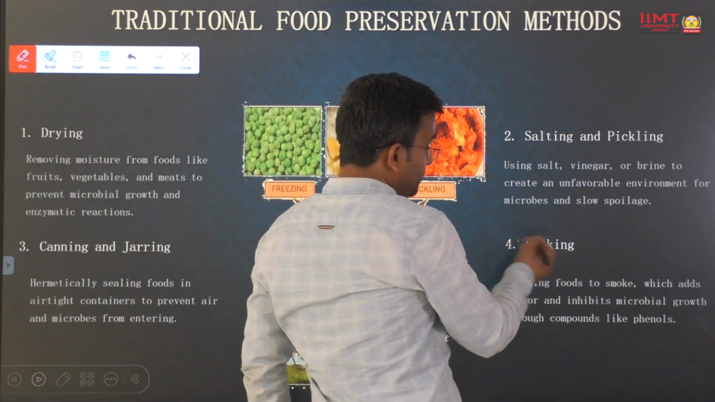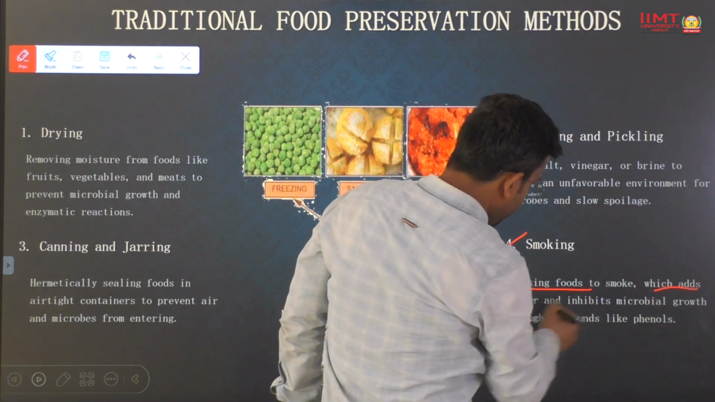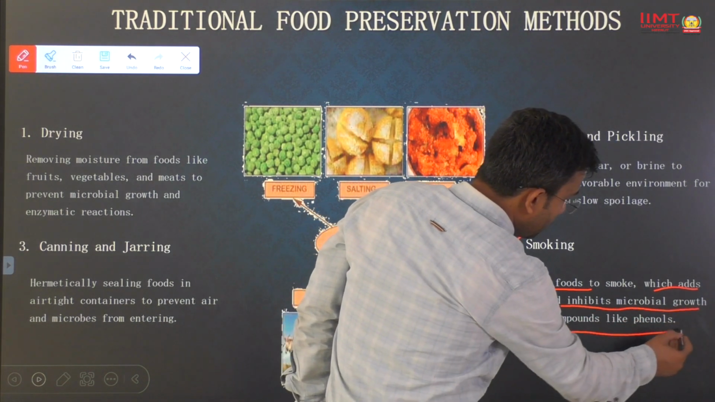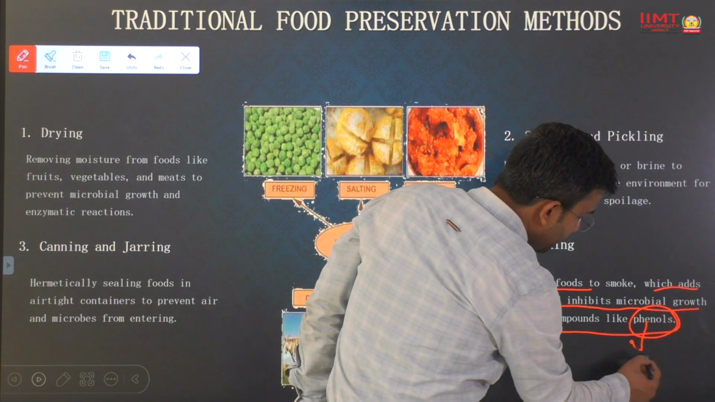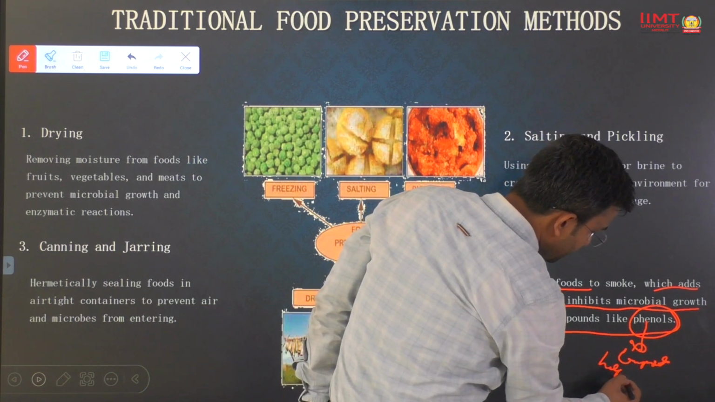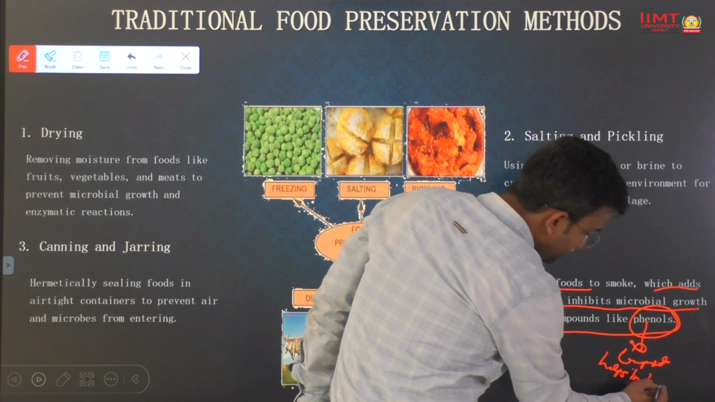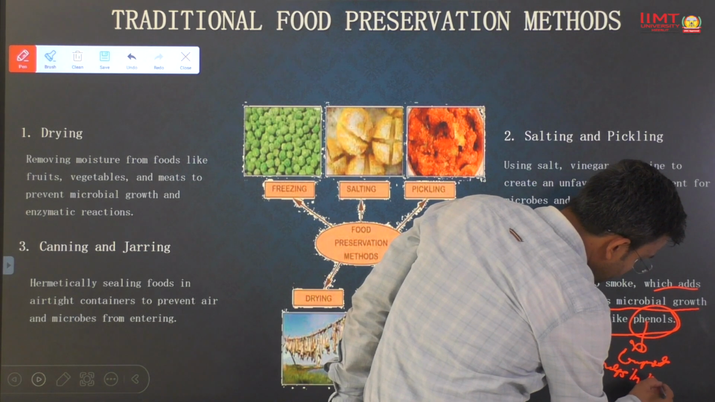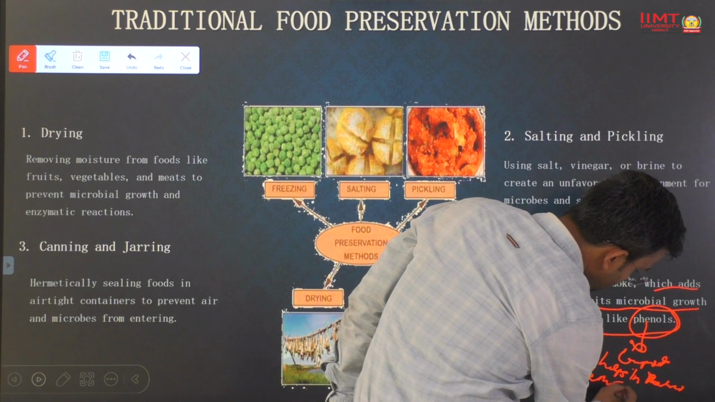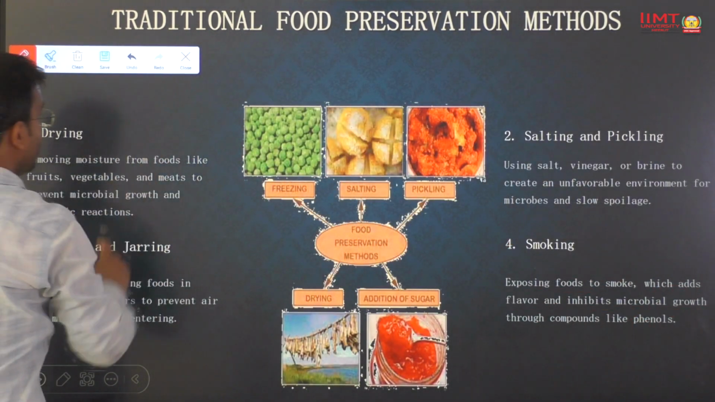One traditional method here is smoking. Exposing food to smoke adds flavor and inhibits microbial growth through compounds like phenols. It's a compound which helps in reducing the microbial growth. So we go for next.